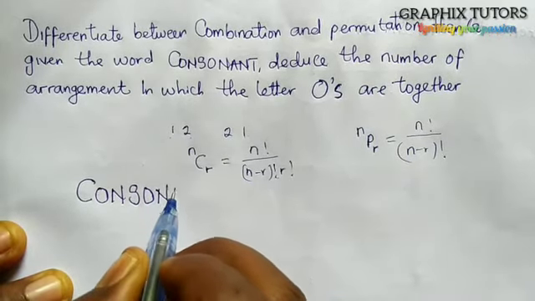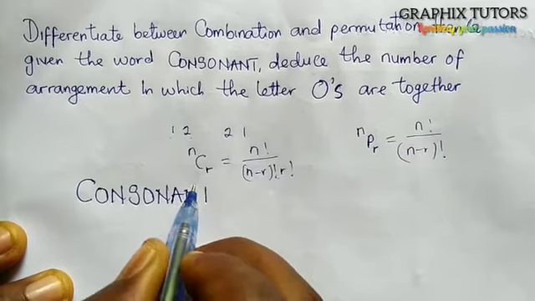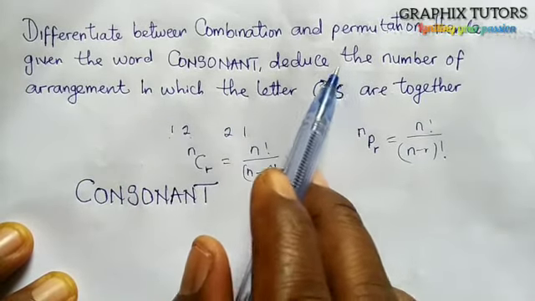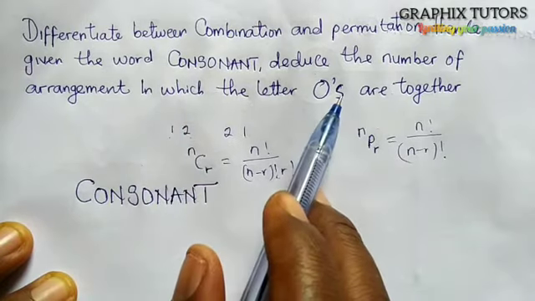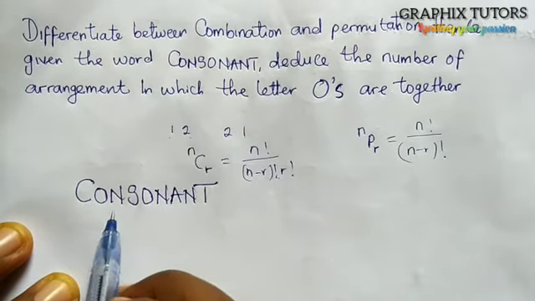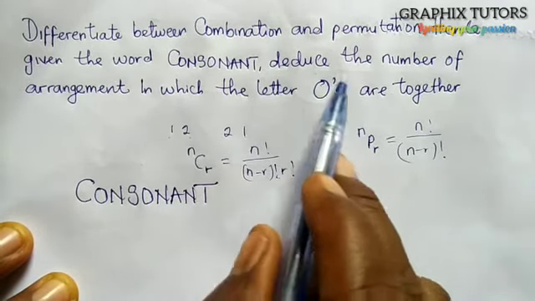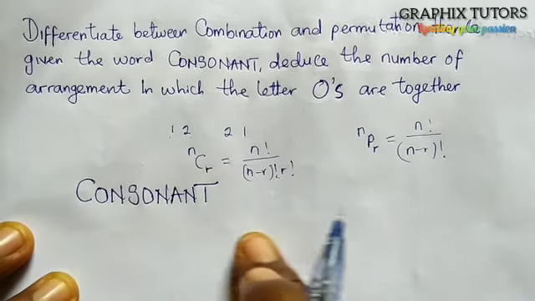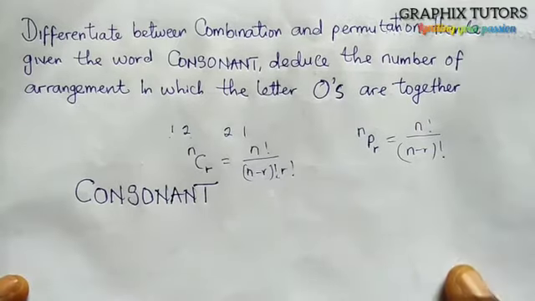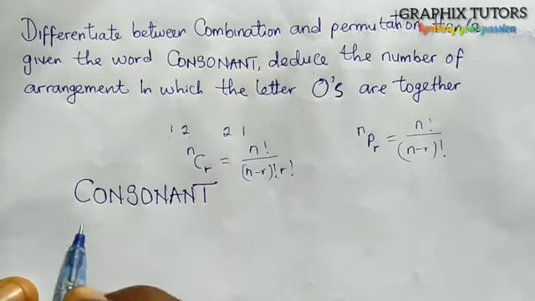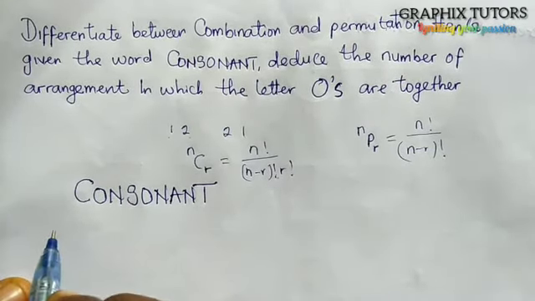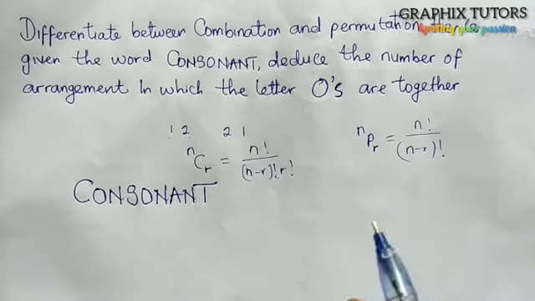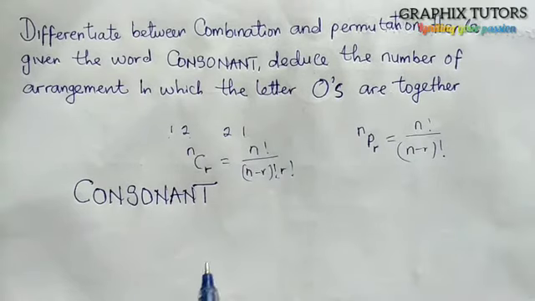Consonant. Right? We are now told that we should deduce the number of arrangements in which the letter O's are together. Now, for you to know if the O's are together, the first thing you need to do is consider no restriction. When there's no restriction, what is the value? So, first of all, we'll say no restriction.